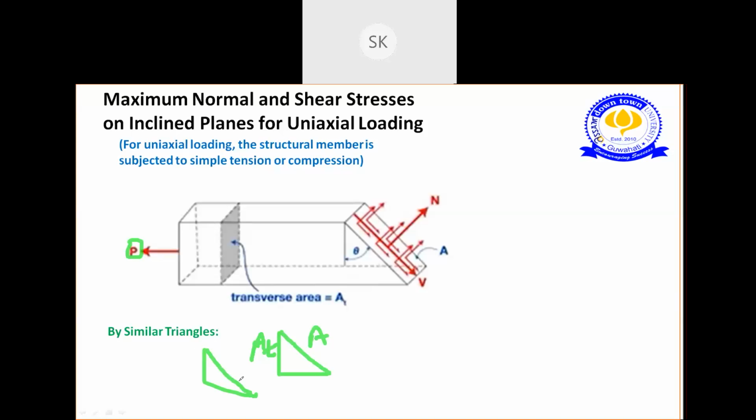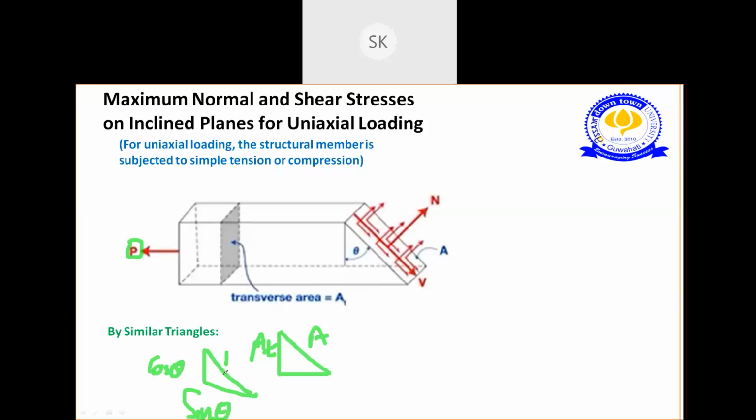I'm relating this and this area with two similar triangles. Suppose this is one similar triangle and this is the other. This A is this one, and this straight line is representing the area A0. Suppose I'm taking the hypotenuse as 1, the perpendicular as cos theta, and the base as sine theta. I don't have a graphic pad, so just bear with this.